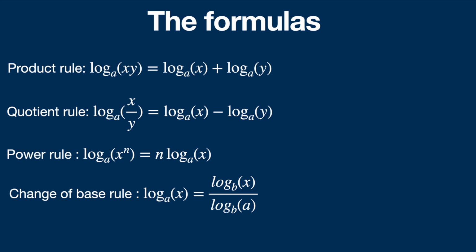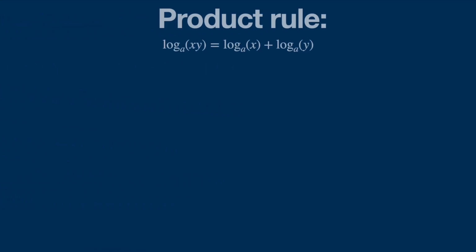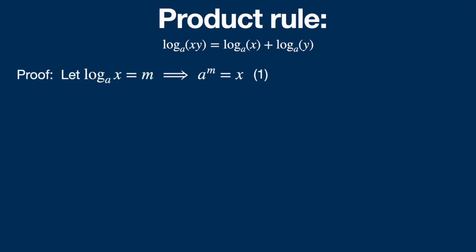Let's start with the product rule. The product rule states that the log of a product is equal to the sum of the logs of its factors. Let log base a of x equal m. From this it follows that a to the power of m must equal x. Let's call this result 1. Also, suppose we let the log base a of y equal n. From this, it must follow that a to the power of n must equal y. And let's call this result 2.